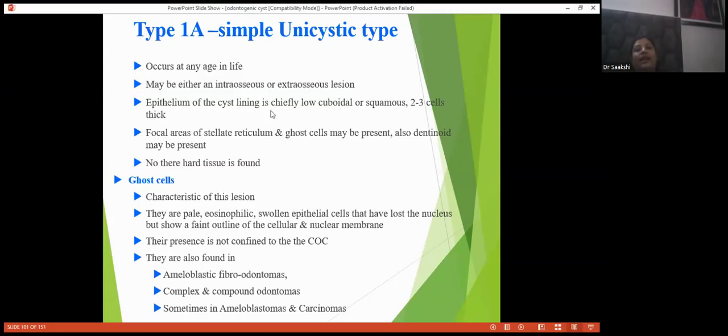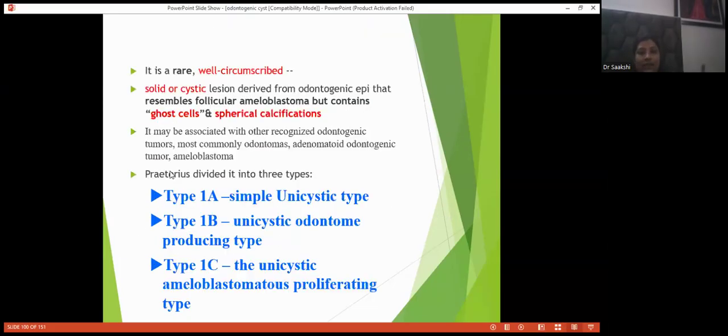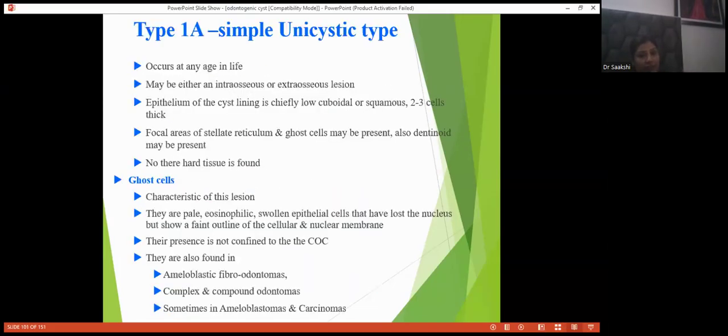Epithelium of the cyst lining is chiefly cuboidal or squamous, that is 2 to 3 cell layers thick. Focal areas of stellate reticulum and ghost cells may be present, and dentinoid may also be present. There is no hard tissue formation in this. And its characteristic feature, which we have just studied, is that it has ghost cells and a spherical calcification. Ghost cells are a characteristic of this lesion.